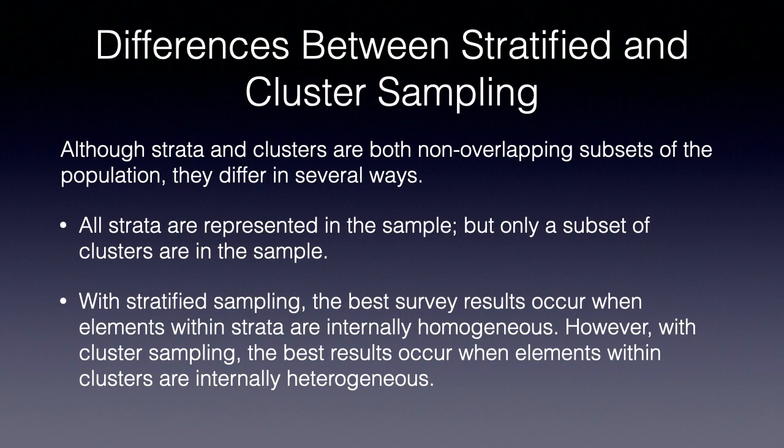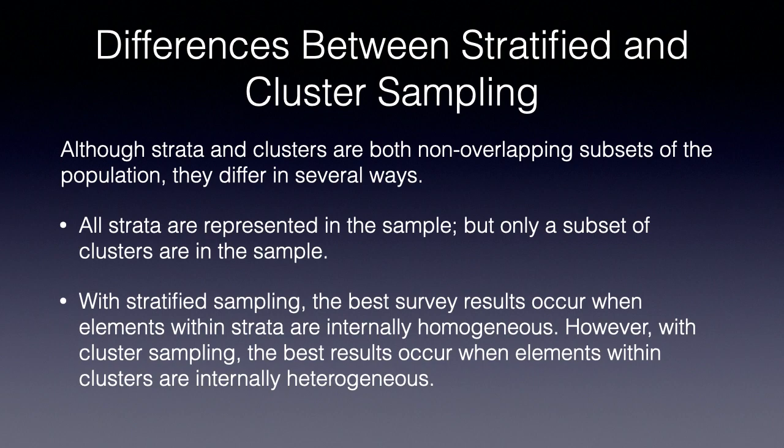Just to put some closing comments regarding the difference between stratified and cluster sampling, let's note that all strata are represented in the sample. Notice that we sampled a little bit of freshmen, a little bit of sophomores, juniors, and seniors. But in the cluster sampling with the neighborhoods, we only randomly selected a subset of 20 of the clusters out of the total of 78. So not all clusters are represented, but all strata are represented.